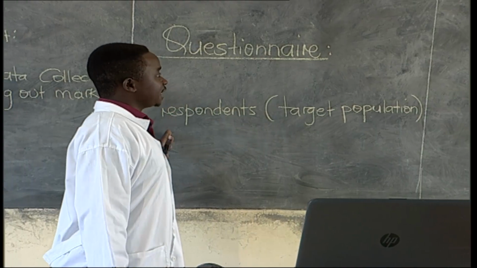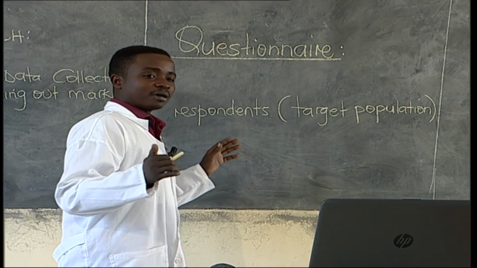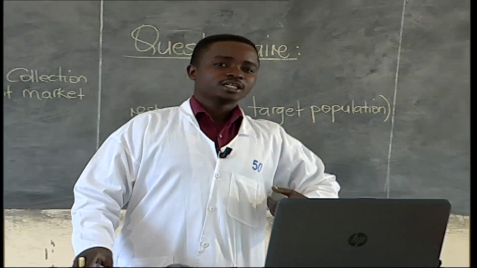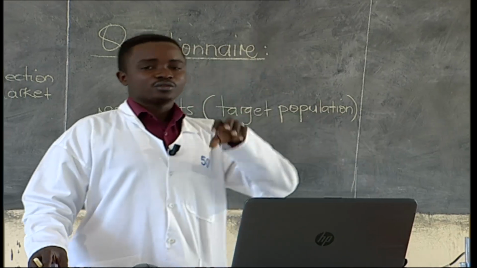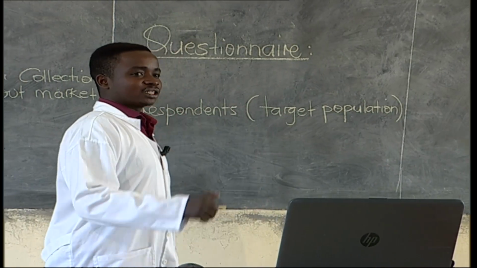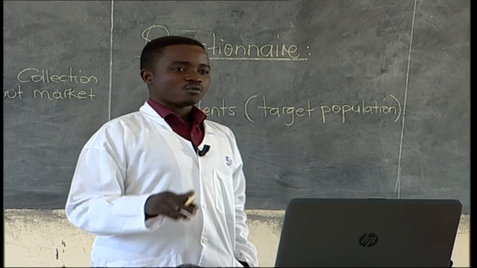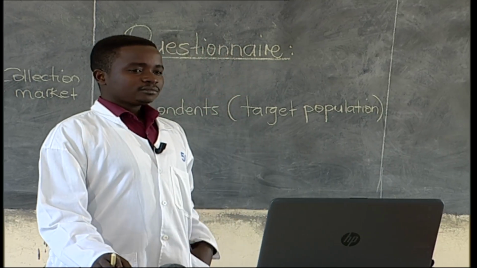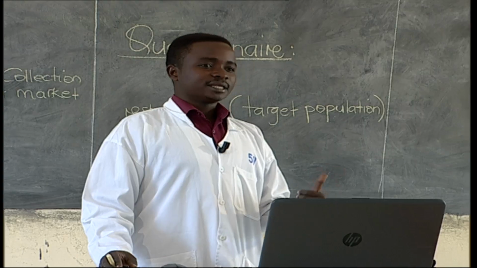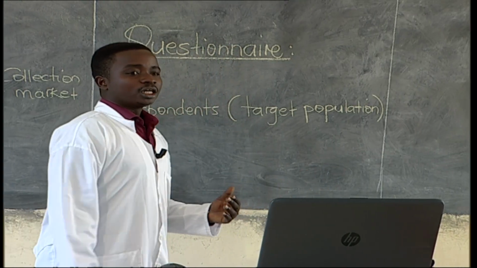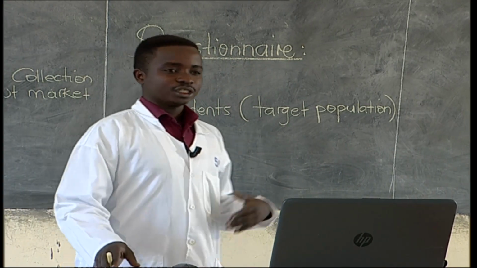So with the questionnaire, you design questions on paper, then you give them to respondents. Then they give you the answers to those questions. So that is the questionnaire, method number 1. Then we have method number 2, which is interviews.